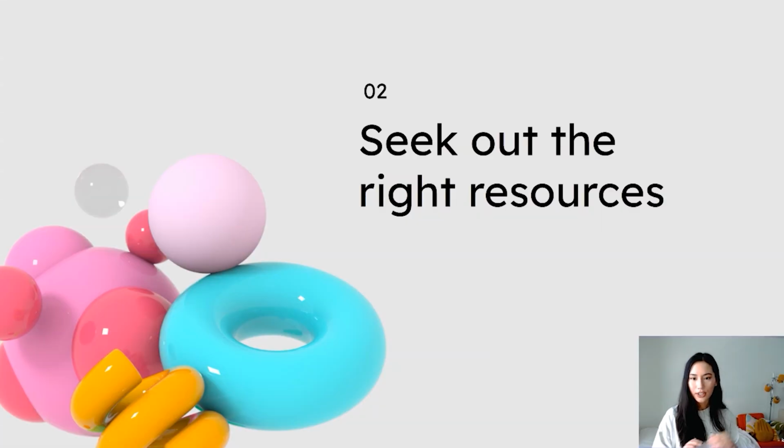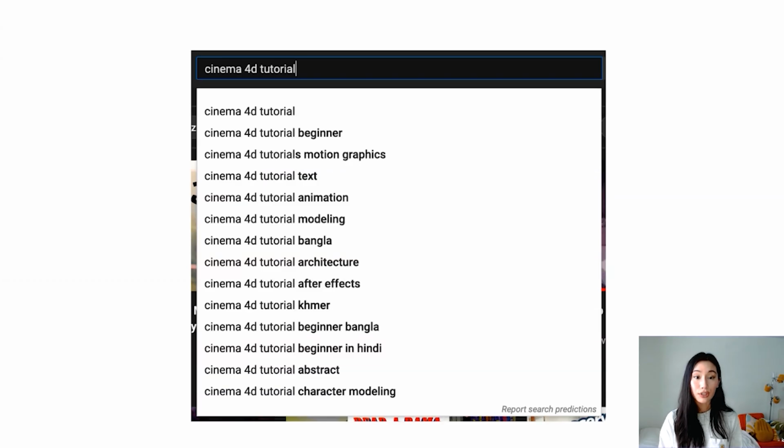And so my second tip is to seek out the right resources. So 3D, like a lot of these neo-tech design disciplines, is very focused on self-education for one, but also online learning. And so for Cinema 4D in specific, a lot of it focuses on learning through tutorials. And so if you go to YouTube and search up Cinema 4D tutorial, you're going to have a lot of different results. And even this in and of itself is very overwhelming to me, to see all these different results. And it can make the learning process seem a lot more difficult than it has to be.